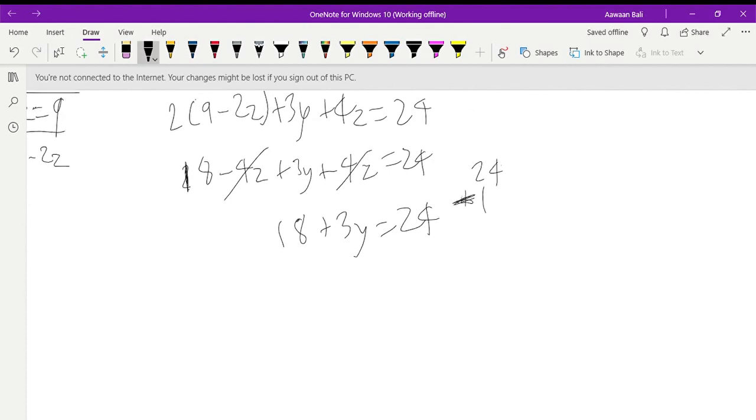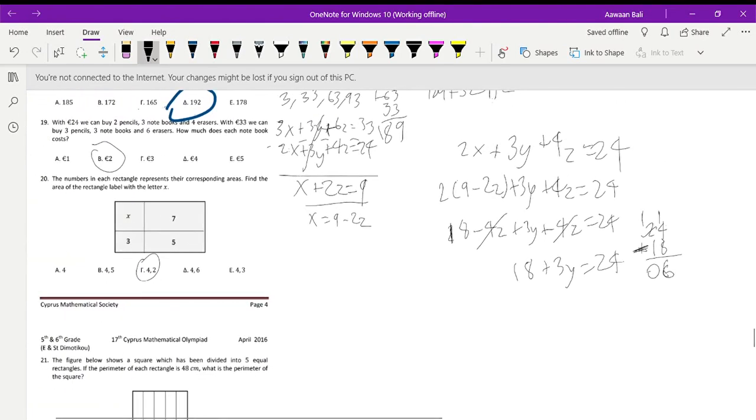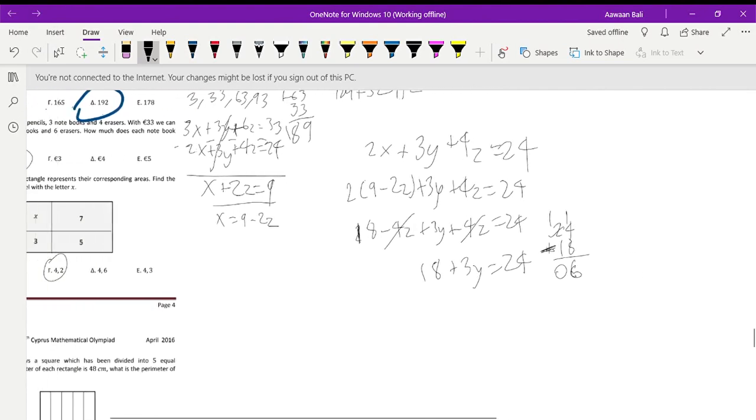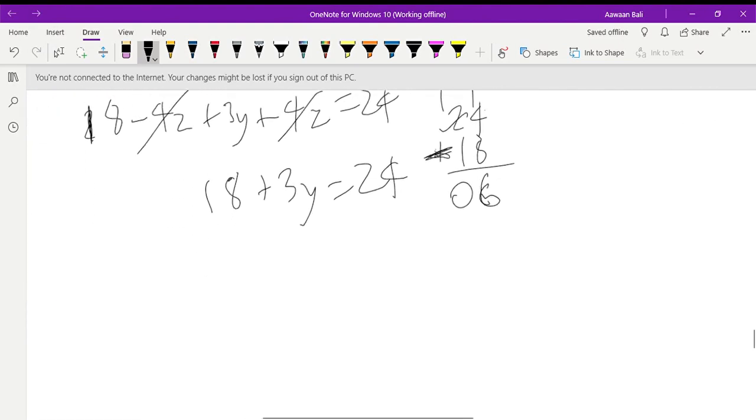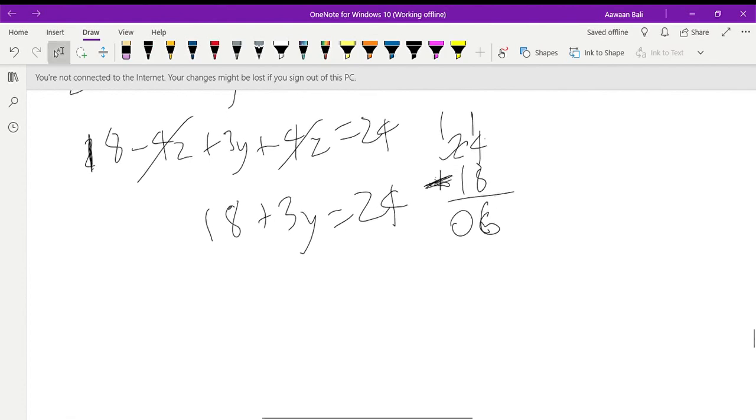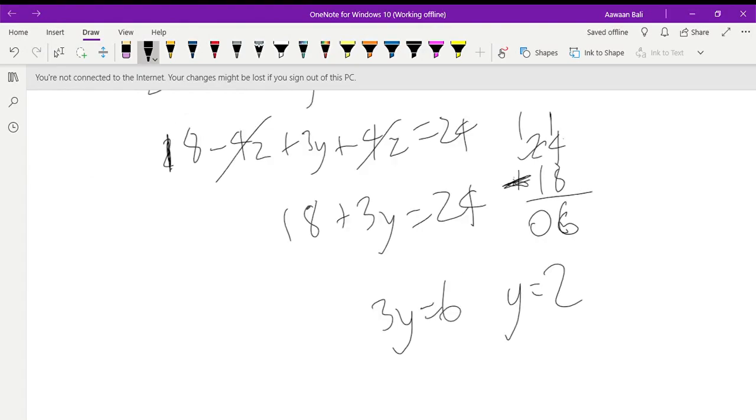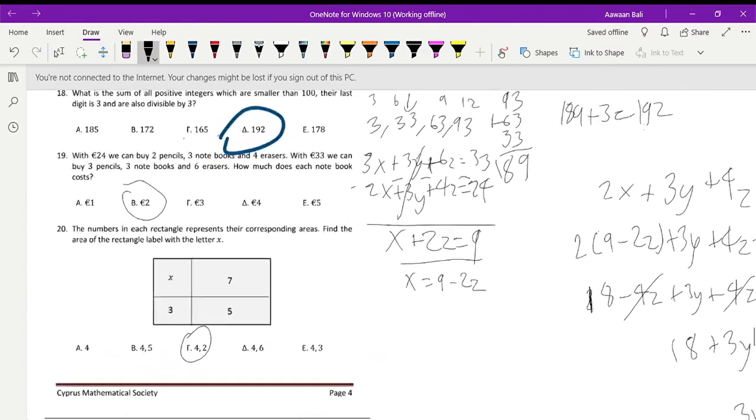Y is a notebook, and it's asking what the notebook is, right? Yeah, it's asking what the notebook is. So we minus both sides by 18, so 3y is equal to 6. Now we just do 6 divided by 3 is 2, so y is equal to 2. Therefore the answer is beta.